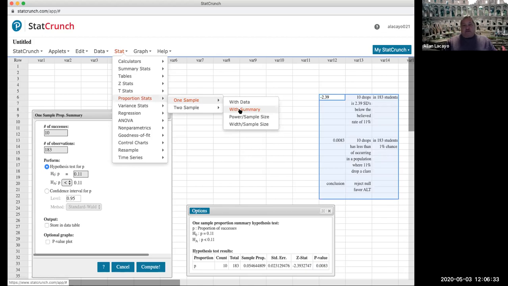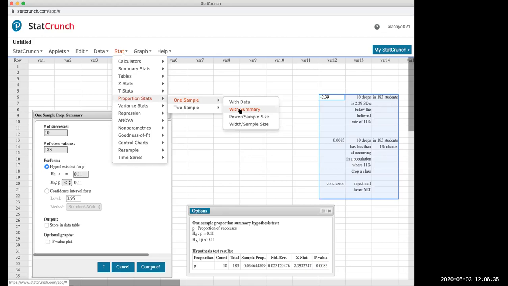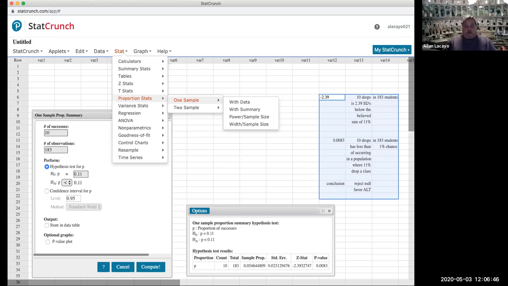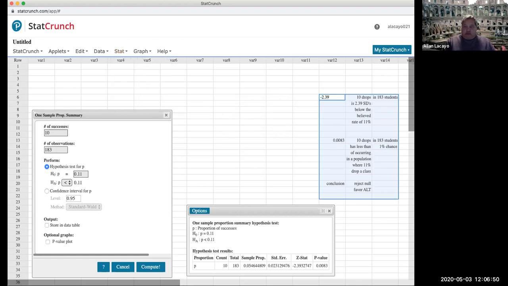Okay, that has all four stages then. The command, what you put in, what you get out, and how to interpret it. Is that good, John?